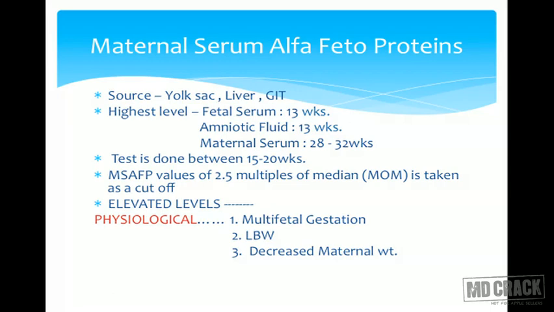Maternal serum alpha fetoprotein is first secreted by the yolk sac, then by the liver and GIT of the fetus. The highest level in fetal serum is around 13 weeks, in amniotic fluid around 30 weeks, but in maternal serum the highest levels are attained at 28 to 32 weeks. Alpha fetoprotein starts coming earlier, but the highest level is at that time.